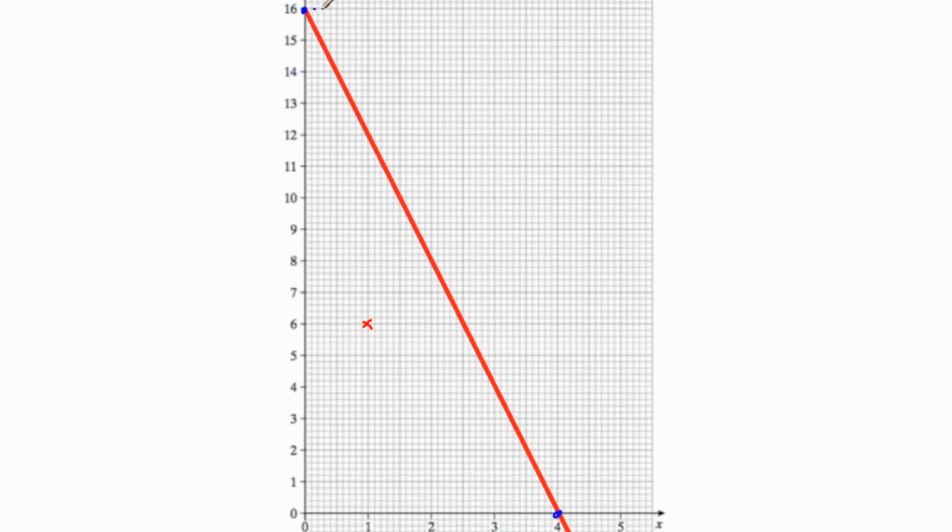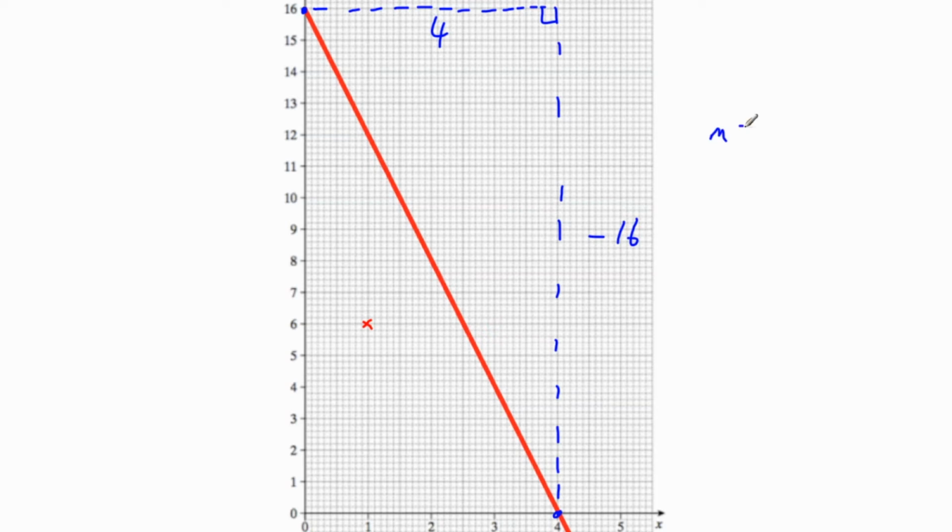So let's draw a right angle triangle. So we're going to go across to 4 and down to 0. So we've drawn our little right angle triangle. Now we want to find our run and our rise. So our run, well, we're going from 0 across to 4, so our run will be 4. And in terms of our rise, it's going downwards, so it's going to be a negative rise. And we're going from 16 down to 0, so our rise will be negative 16.